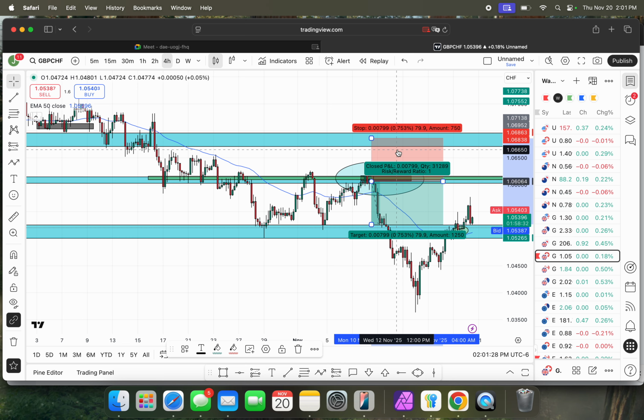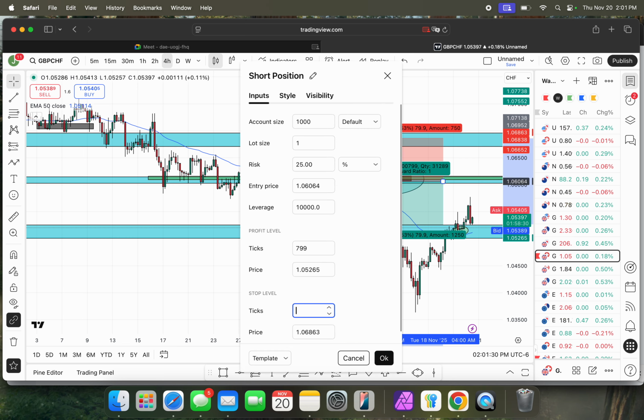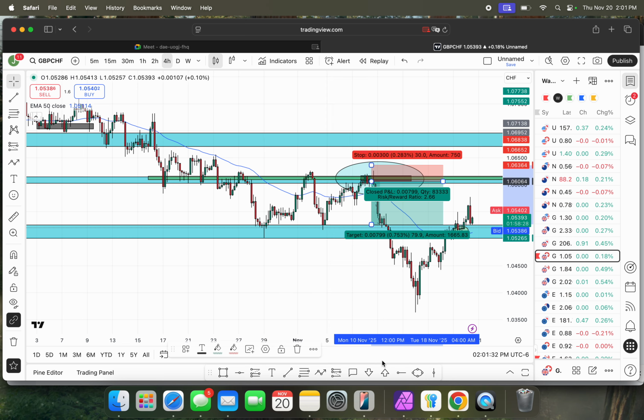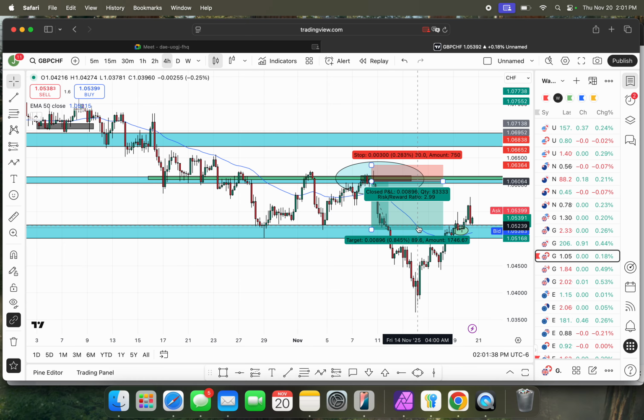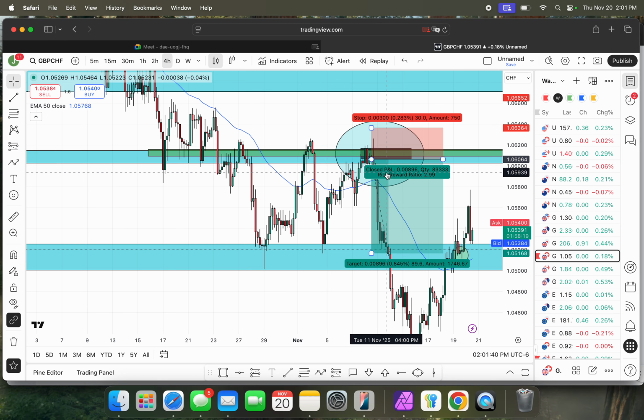Let's say I was to get in right here. What does 30 pips look like on this pair? We could go 30 pips, right? I can aim for 1 to 3 again, if that's too close for comfort.